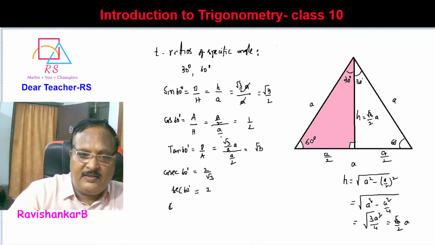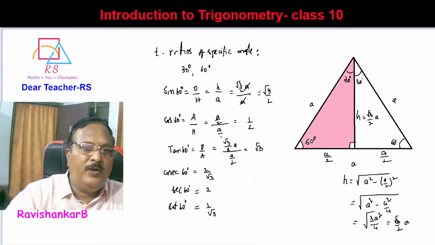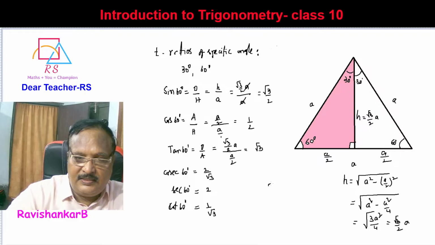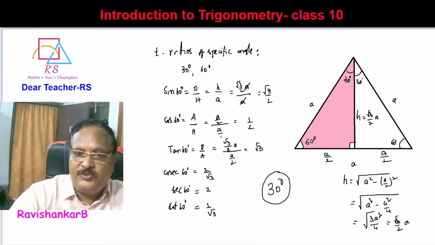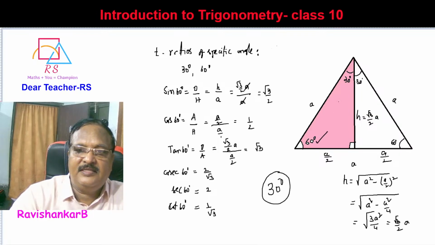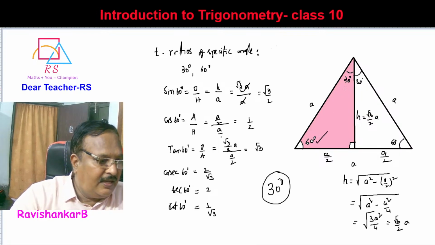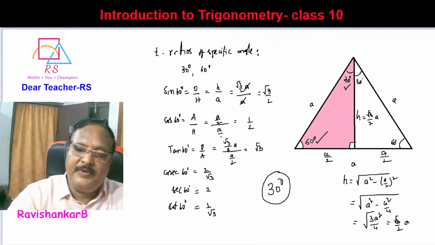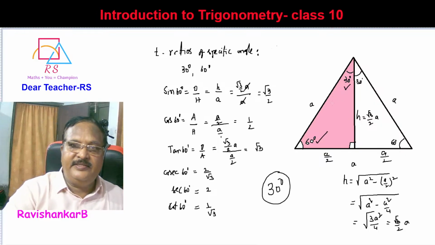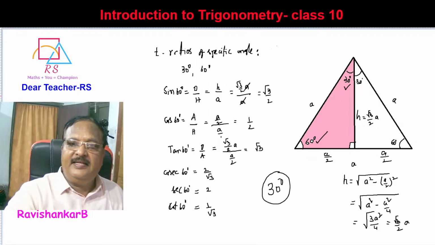And cot 60 is the reciprocal of tan 60, which is root 3, so it is 1 upon root 3. Similarly, you can go ahead with 30 degrees also. I am not going to explain 30 degrees. Here I have done 60 degrees, and I want you to do 30 degrees. Or you can use one more thing also, sin A is equal to cos C. You can have it like that also.